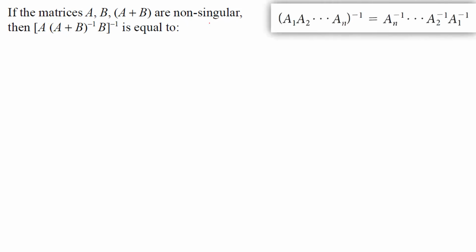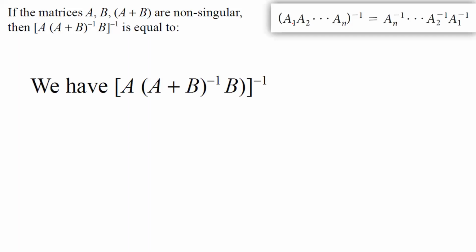So remember that if you have the multiplication between matrices and you're finding the inverse, it is basically the last matrix's inverse multiplied by the rest of them, and then you're going to go to the very first matrix's inverse. So we're going to do the same thing.